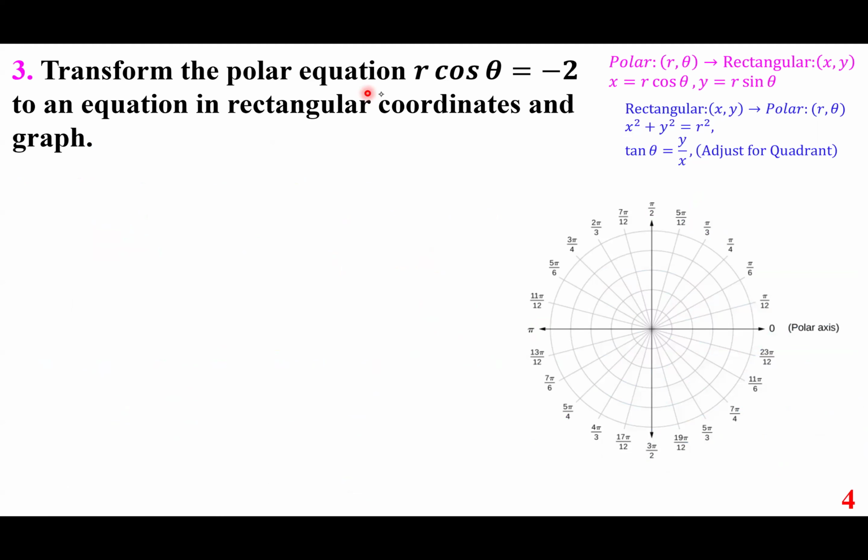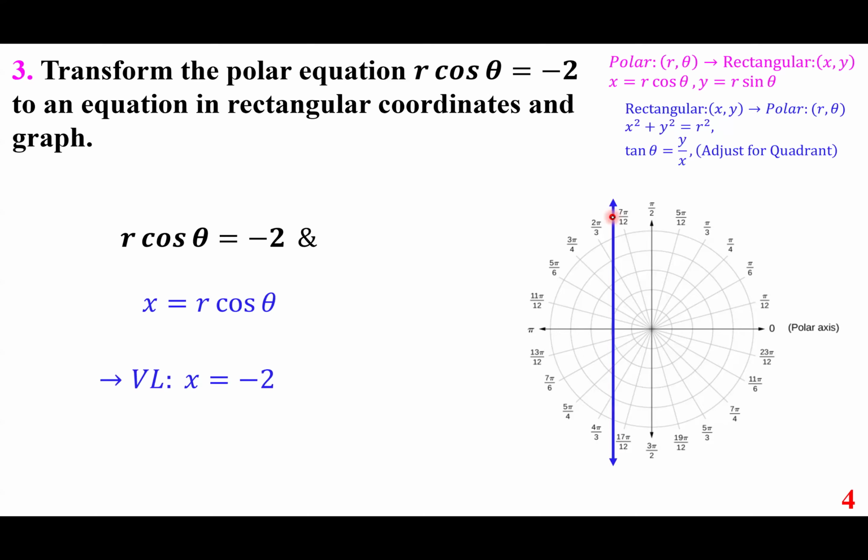Transform the polar equation r cosine theta equals negative 2 to an equation in rectangular coordinates and graph. R cosine theta equals minus 2, and x is r cosine theta. That means x equals minus 2, and it is a vertical line. X equals minus 2.